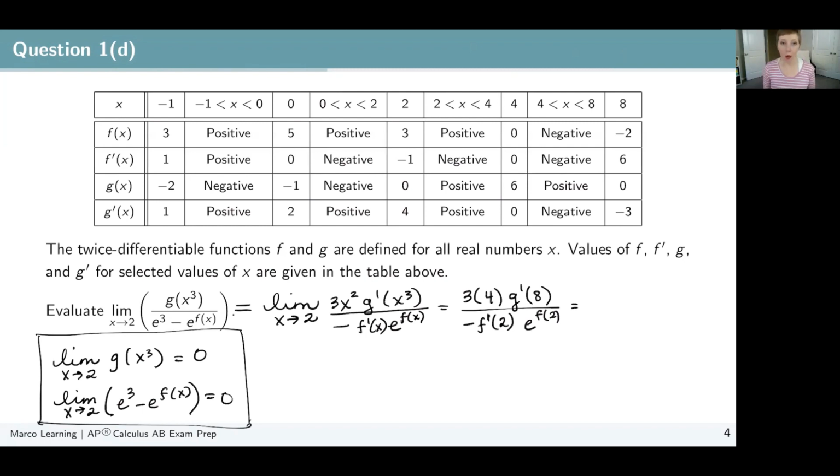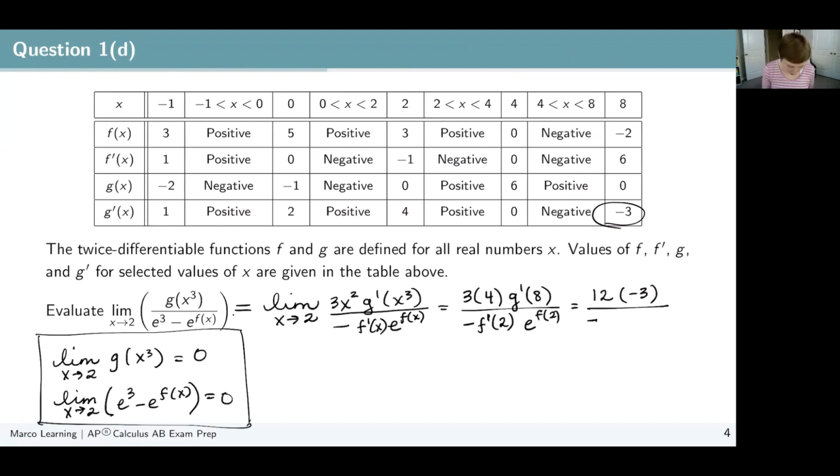And we can find those values using our table. So the 3 times 4 is 12. G prime of 8 is negative 3. 12 times negative 3 on top. So right away I know I'm not going to get this indeterminate form. So hopefully the denominator is also going to give me a real number, and then I will have my limit.